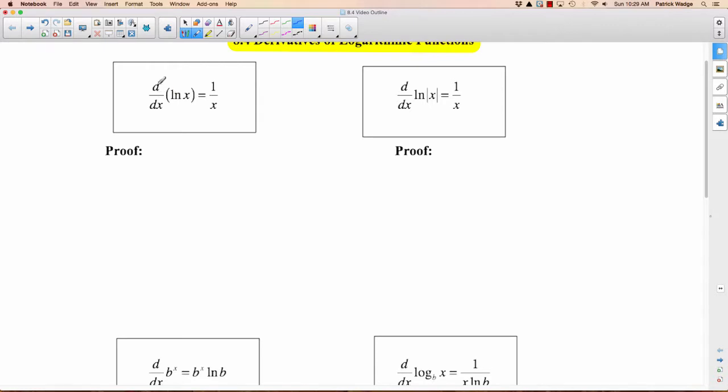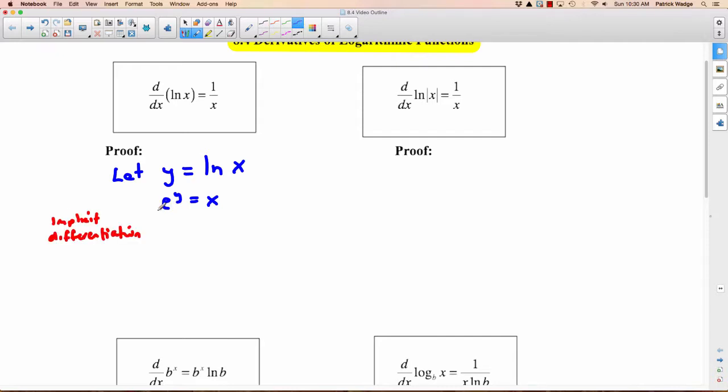So here's the first one. The derivative of the natural logarithm of x is equal to 1 over x. So let's prove this. Let's let y equal the natural logarithm of x. Okay, if we switch this into exponential form, remember the base here is e, so you'd have e to the y equals x. And the next thing we'll do is we'll do implicit differentiation.